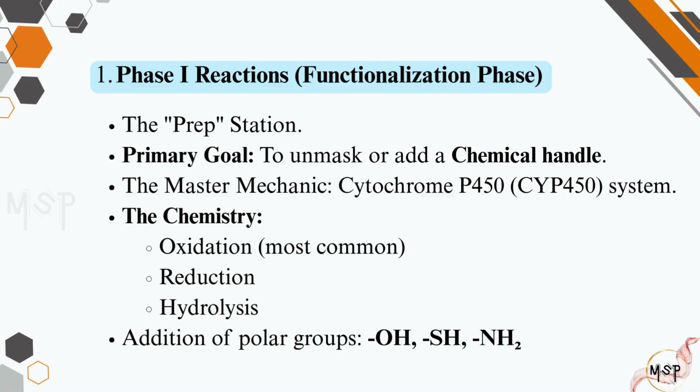In this stage, the liver's master mechanics, the cytochrome P450 enzymes, take over. Using oxidation, reduction, or hydrolysis, they perform a chemical unboxing. They either unmask or attach a functional group, such as a hydroxyl, sulfhydryl, or an amine. We call this creating a chemical handle.